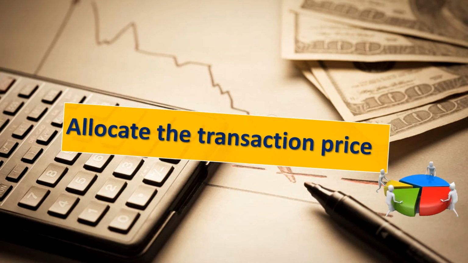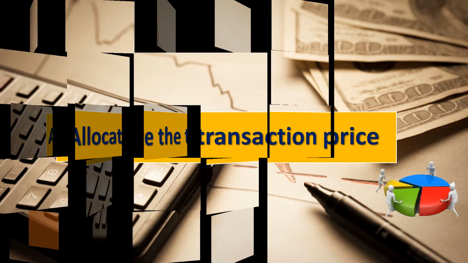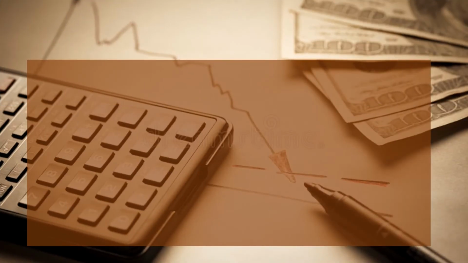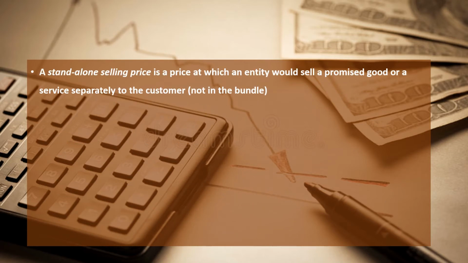Once you have identified the contract's performance obligations and determined the transaction price, you need to split the transaction price based on the relative fair values. The general rule is to measure the fair value based on the standalone basis. Standalone selling price is a price at which an entity would sell a promised good or a service separately to the customer.